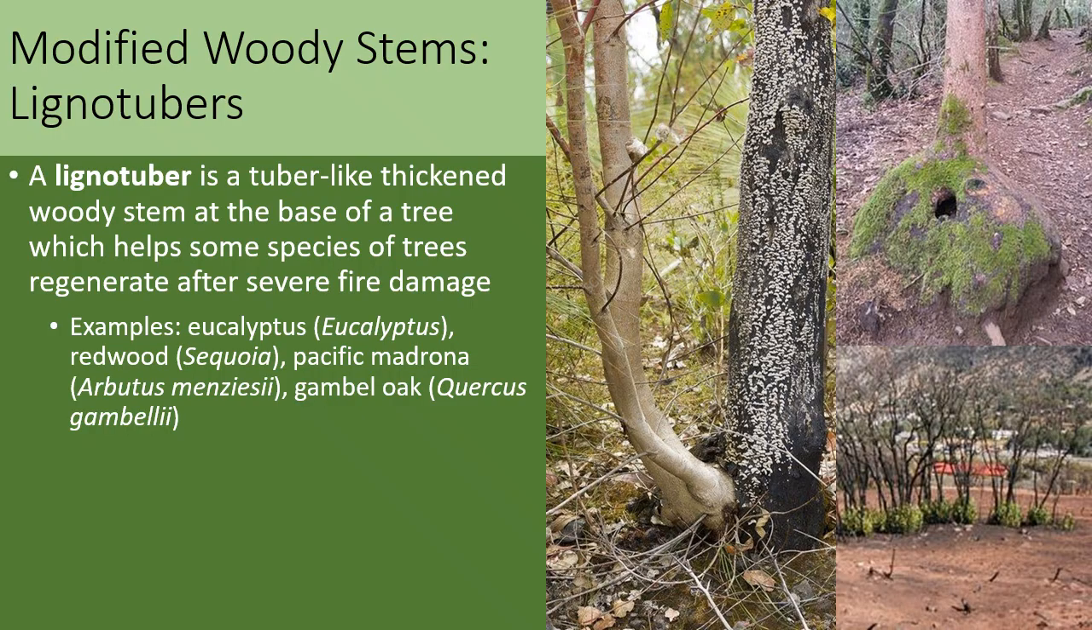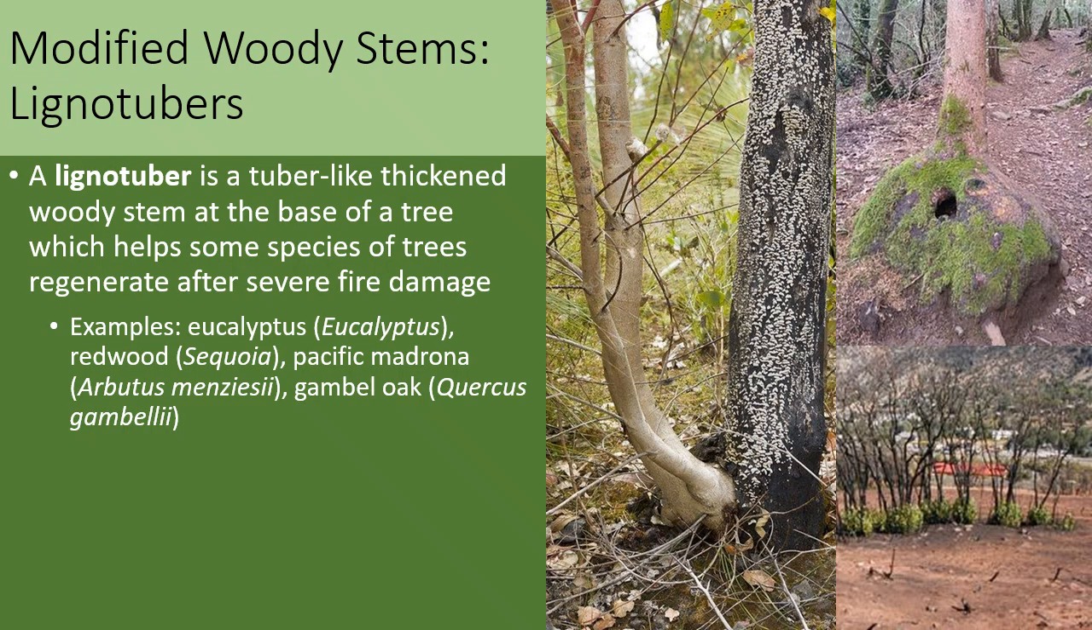So if we look at this image on the left-hand side, we see this charred, blackened trunk of a eucalyptus. But from the base, from the lignotuber, we've sprouted two new trunks. And that's going to allow that individual tree to continue living, even though its existing above ground structures were catastrophically burned. Another good example in the Mountain West is the Gamble oak.